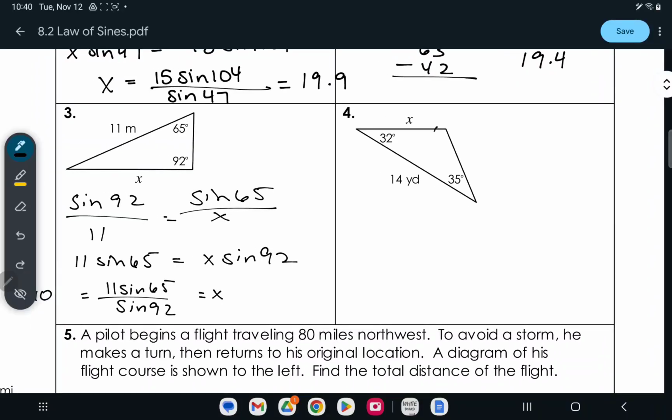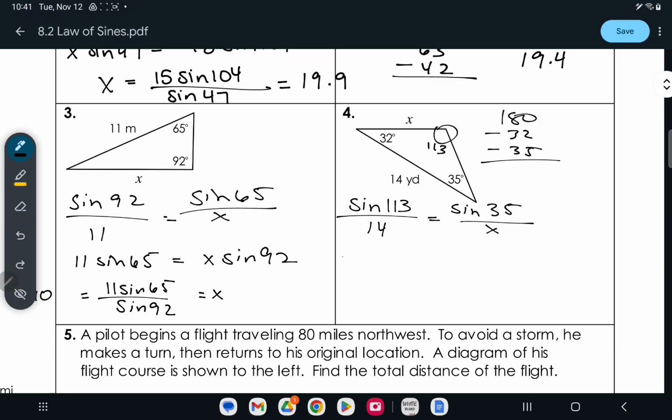All right, to do this one, I need this angle. So 180 minus 32 minus 35. It's going to get 113. So sine of 113 over 14 equals sine of 35 over x. So x sine of 113 is 14 sine 35. Divide both sides by sine of 113 to get 8.7.